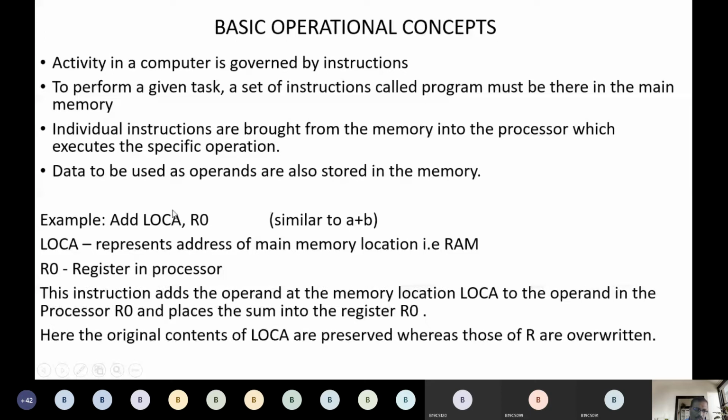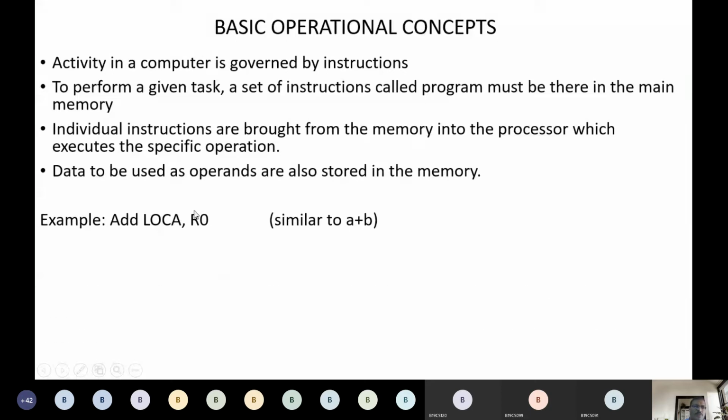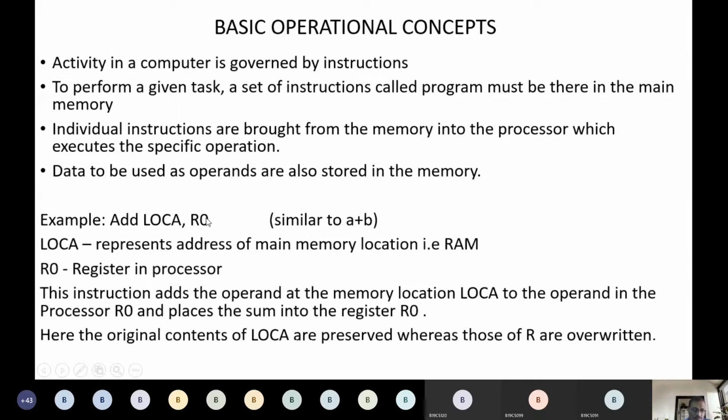It is the addition of these two, and the result is stored in R0. LOCA represents a location in main memory. R0 represents a register in the processor. The values referred to by LOCA and by R0 are both added, and the result is stored in R0. If there is a previous result, it is overwritten in R0. Okay, right.